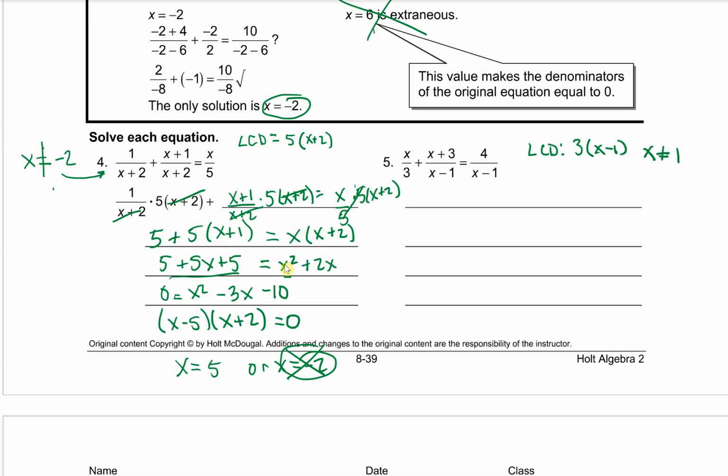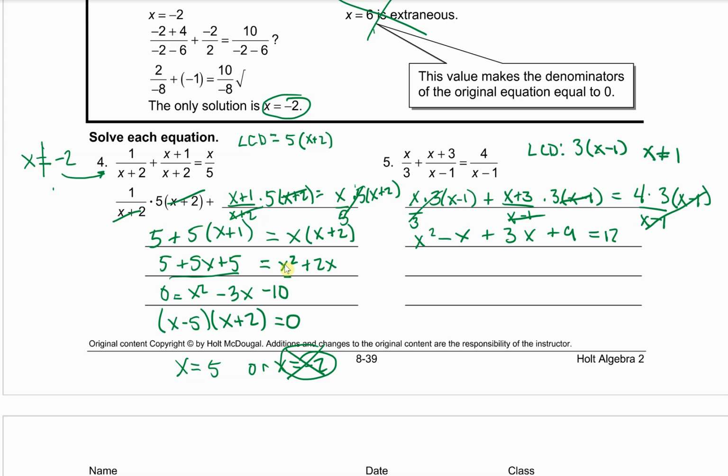So I'm going to multiply out here. This will be x over 3 times 3 times x minus 1, plus x plus 3 over x minus 1 times 3 times x minus 1, and that's going to equal 4 times 3 times x minus 1 over x minus 1. So the 3's cancel here. I get x squared minus x. The x minus 1's cancel here. I get 3x plus 9. And the x minus 1's cancel over here.